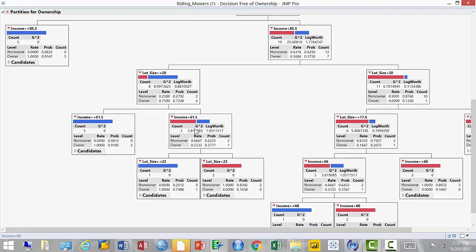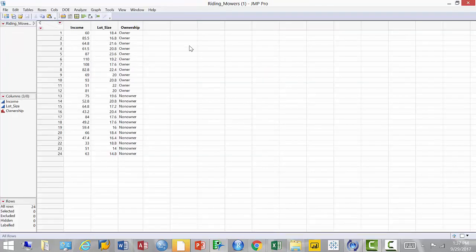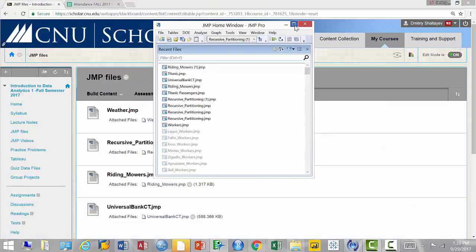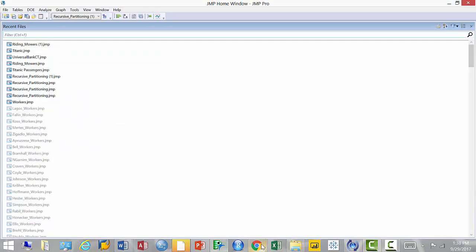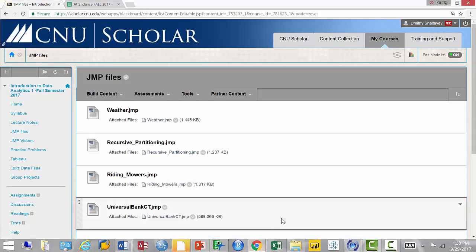So therefore, ladies and gentlemen, here comes the important concept, okay? We have, I believe, enough time to cover that, okay? Let's close that one. Okay, let's close the riding lawnmowers. And let's download yet another data set that we're going to use today, which is Universal Bank CT.